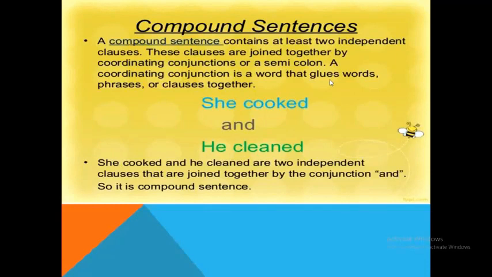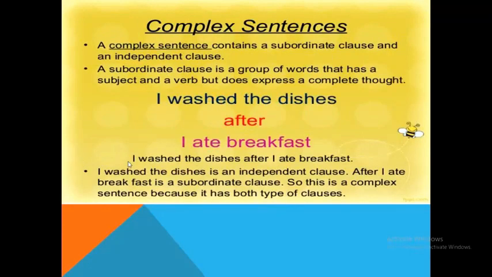So look at here the example which they have given. She cooked and he cleaned. So it has two sentences. She cooked, he cleaned, and both these ideas, sentences, are attached with a coordinating conjunction, that is and. So she cooked and he cleaned are two independent clauses that are joined together by the conjunction and. So it is a compound sentence. So dear students, let's come towards now complex sentences.